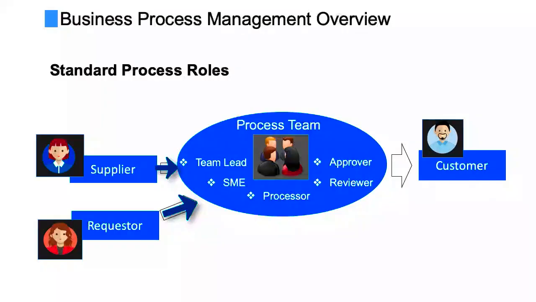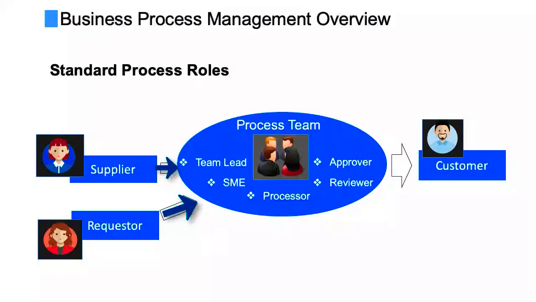And then you have some type of processor or person. It's really the person executing a step or steps in the process. And more often than not, you have some tasks or some actions that need to be approved by management or another function before you can proceed in the process. So you need an approver and a reviewer. A reviewer might be a quality assurance person.